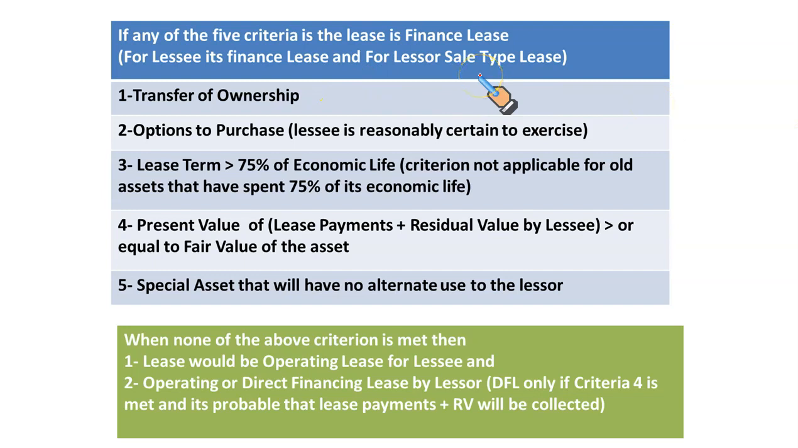Now, this is the new standard as per the US GAAP for leasing. Let us discuss this first, then we'll go back to question number 2. If any of the 5 criteria, initially there were 4 criteria in the US GAAP, now they have added an additional criteria. If any of the 5 criteria is met, the lease will be classified as a finance lease. For lessee, it's finance lease. For lessor, it's called the sales type lease. Remember, finance lease is a term now used for lessee, and sales type lease is a term used for lessor.